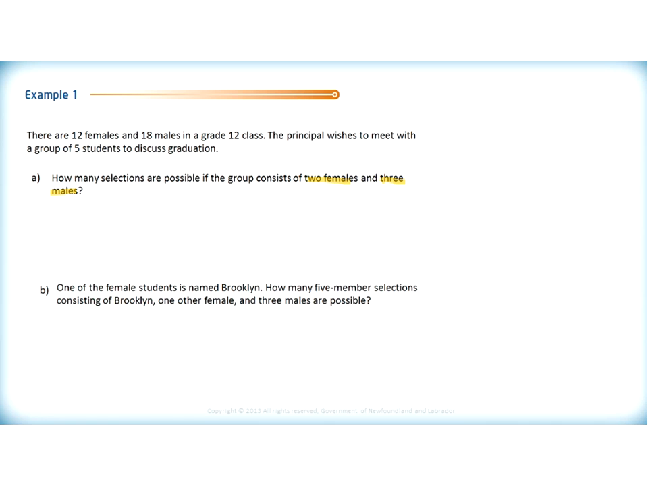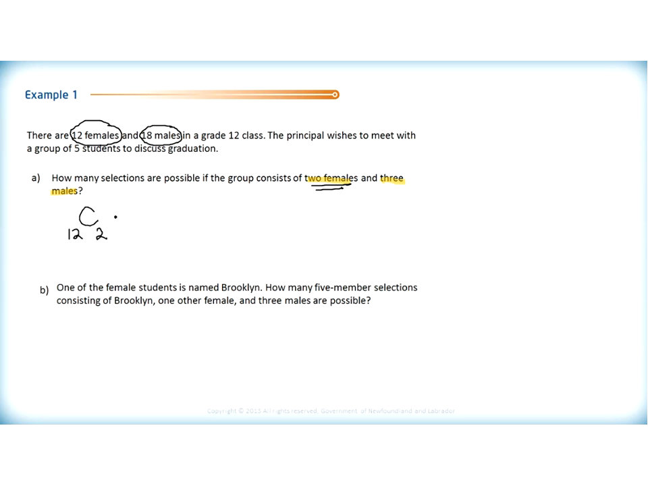Notice that there are 12 females to choose from and there are 18 males to choose from. He wants 2 females out of the 12. So if he wants 2 females, it's the C of 12, choose 2. He's choosing 2 of the 12. The order doesn't matter here again. The order in which he chooses those 2 students does not matter. So it's a combination.